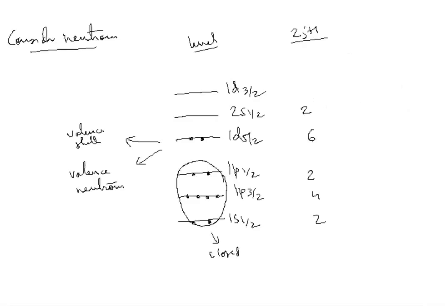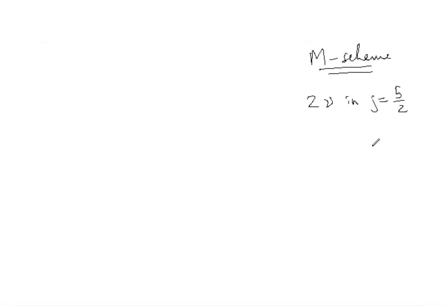Okay, so what we do here, we are considering 2 neutrons in j is equal to 5/2 state here, d 5/2. So J is equal to 5/2. We are considering 2 neutrons, right? So basically the M scheme will tell us, as a result of these 2 neutrons in J 5/2, what is the value of possible total momentum. This is what M scheme will tell us. So let's see how it is done.